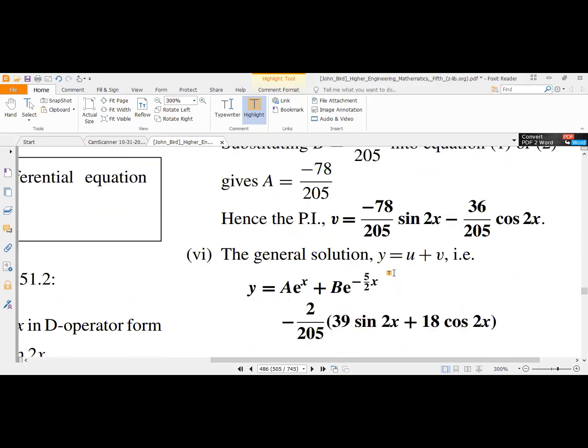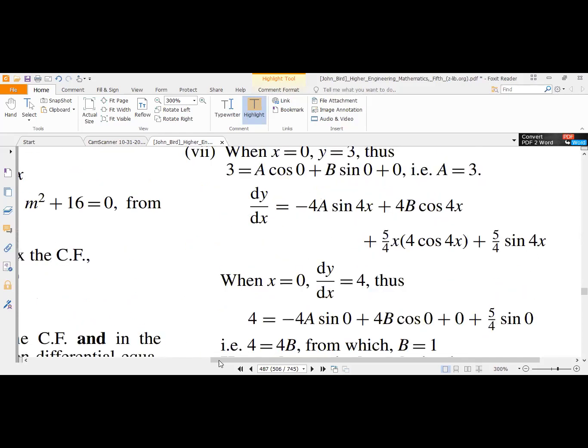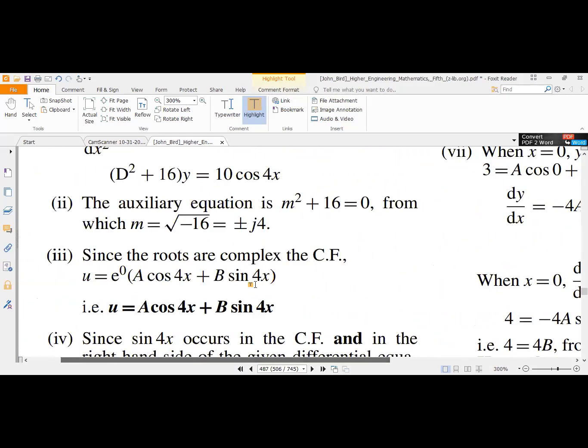So let's look at the second problem now. Let's look at the problem we are solving now. In this problem, you will see that when we solve this case, what we obtain as our complementary solution is what we are supposed to assume.